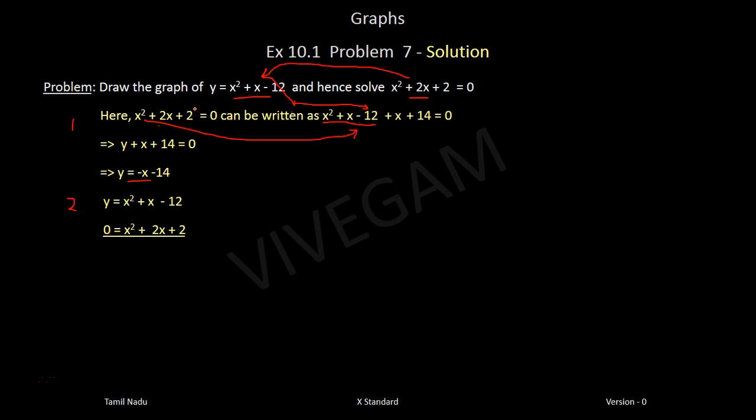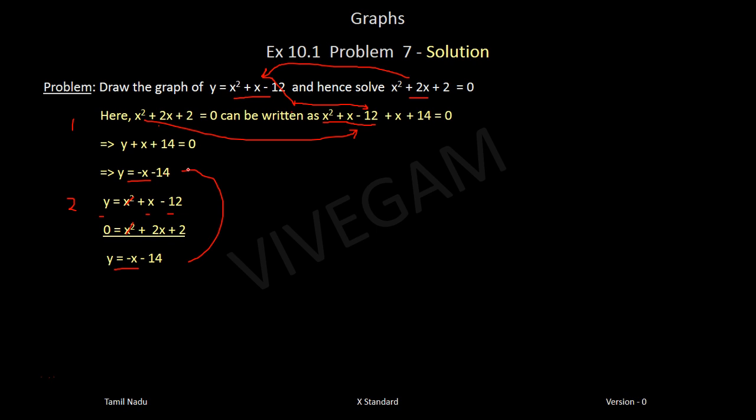Subtraction method. Write y equal to x square plus x minus 12, the given equation, and then the equation which needs to be solved, but write it as 0 on the left hand side and the expression on the right hand side. Then you subtract. So what will happen? y minus 0 is y, and x square minus x square will cancel off. x minus 2x is minus x. Minus 12 minus 2 will be minus 14. So this is the equation.